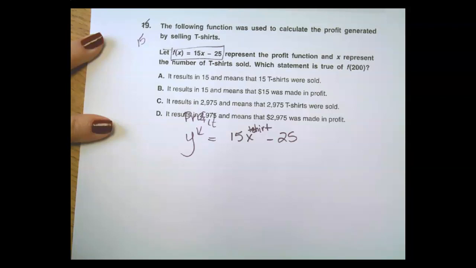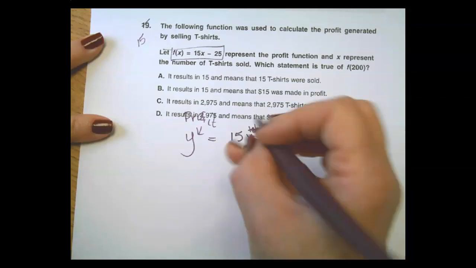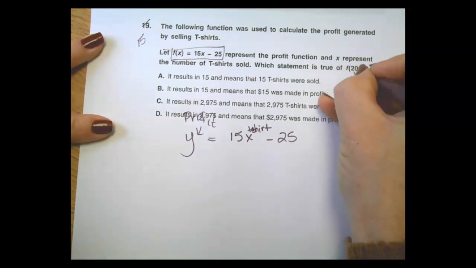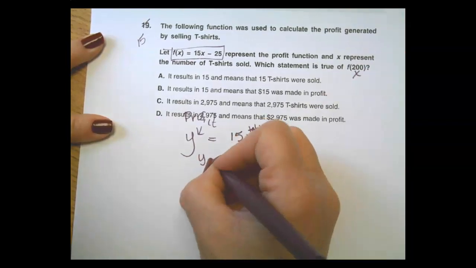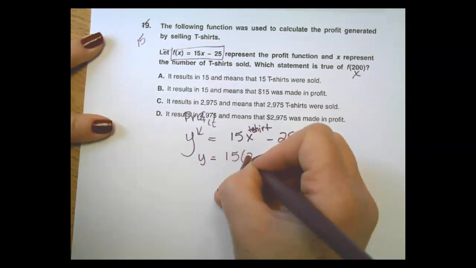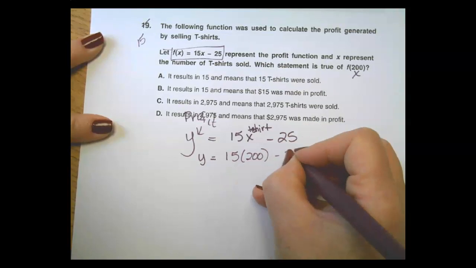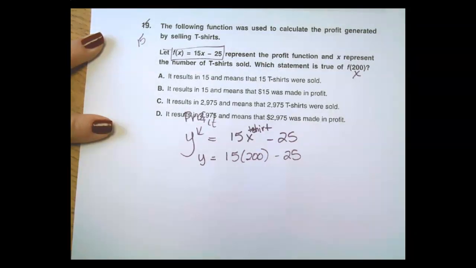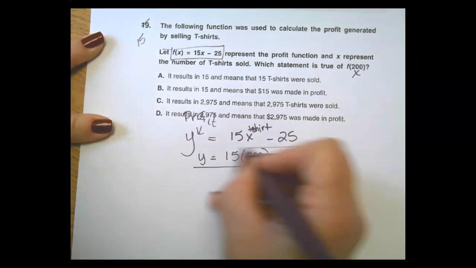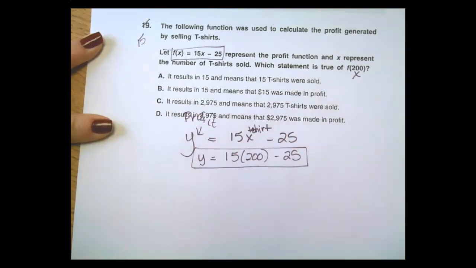All right, so what is true if X was 200? So Y is equal to 15 times 200 minus 25. So whatever this answer is, that's your profit. And that is this right here. That is your profit.